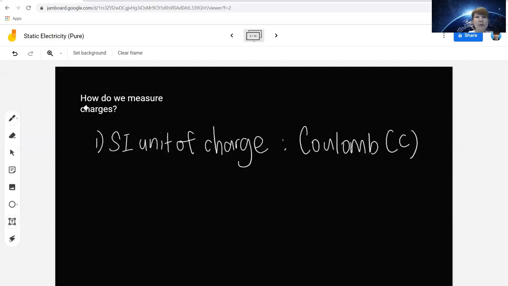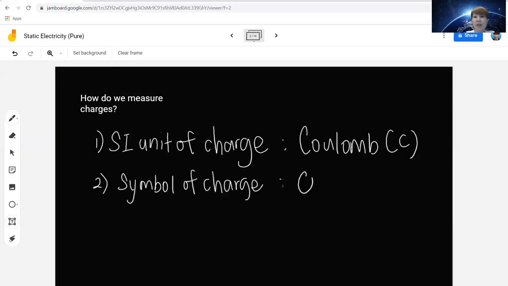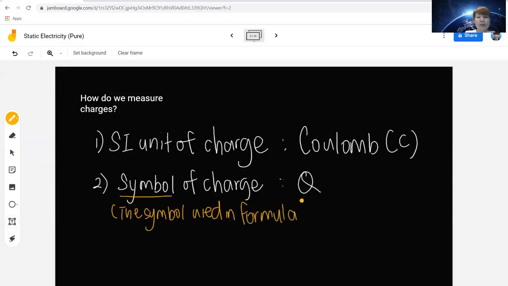Now, the symbol of charge is represented by the alphabet Q. Don't be confused when you see SI unit and symbol. Symbols are what you use in formulas. It is very much like your distance equals speed times time. You use D, S, and T to represent the symbols.